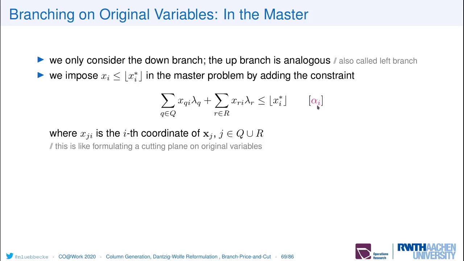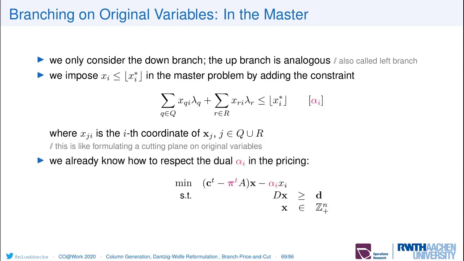Good. This gives an additional dual variable, but we know how to respect that in the pricing problem, because this is exactly like handling cuts in the original master in the original problem. Just as we have seen, the pricing problem does not change. It's still the same domain. It's only the objective function that changes, but we know how. There's this variable here which is affected with this additional constraint variable coming from the dual variable value of the branching constraint here. So we know how to do this already.